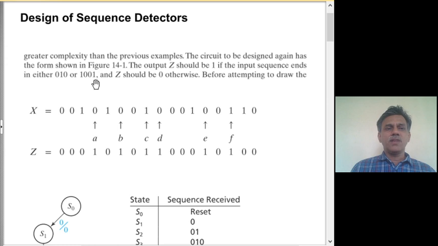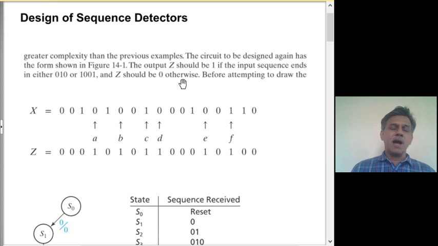Without loss of generality, we can assume that when there is no pattern, the output is 0. When there is a pattern, it becomes 1. We can also view it the other way. So, when one of these patterns ends, then at the same time Z, the output, should become 1 and it remains 0 otherwise.